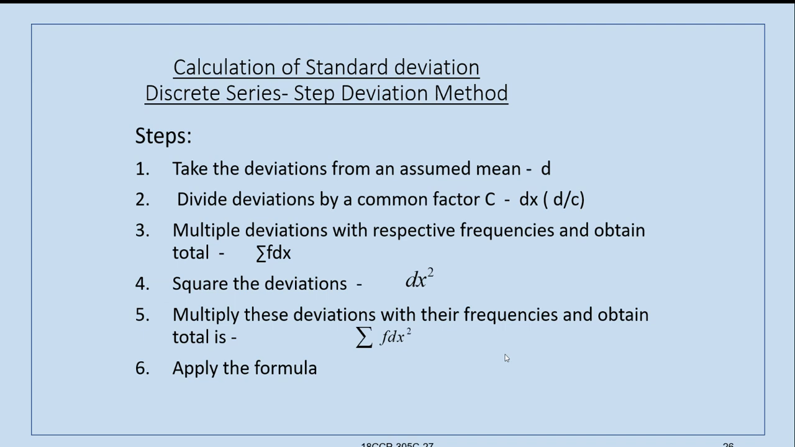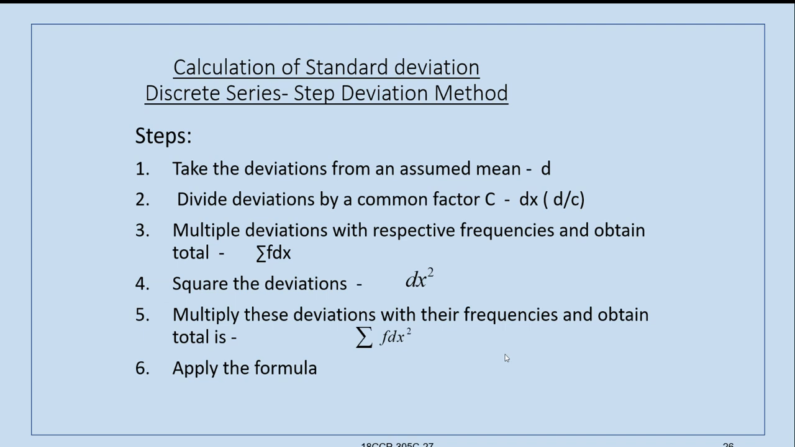That is third column divided by c. C is common factor that changes from problem to problem. And then in the next column we will take dx into f, that is f dx, small x. And then in the last column we will take f dx square.